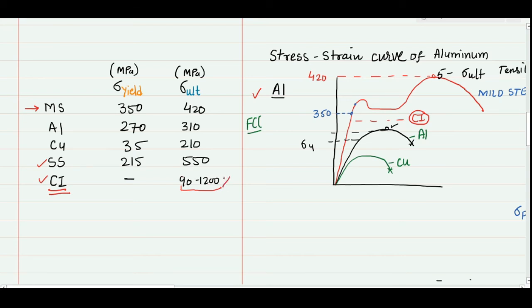But you may find this value different in different books, so I am not giving any specific value here. But if you have a comparison, then you should keep the cast iron in between the mild steel and the aluminium. So please remember this part.